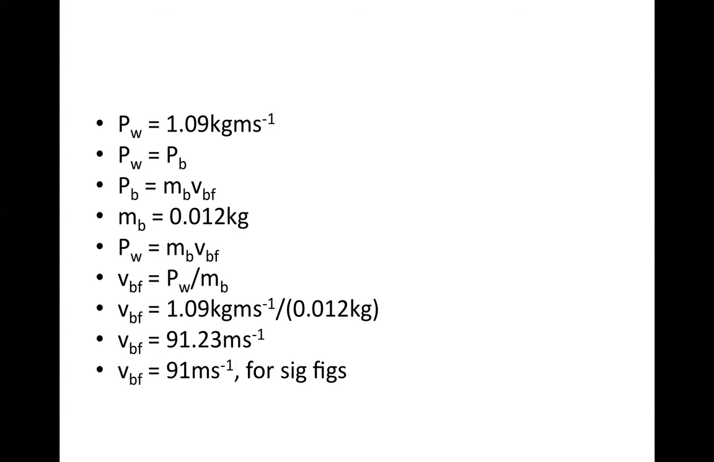We know the mass of the bullet is 0.012 kilograms, and the momentum of the wood is 1.09 kilogram meters per second. By plugging in these values, we find that the velocity of the bullet is 91.23 meters per second, or 91 meters per second for sig figs. We thus solve number 54 by finding the velocity of the bullet prior to impacting the block of wood.